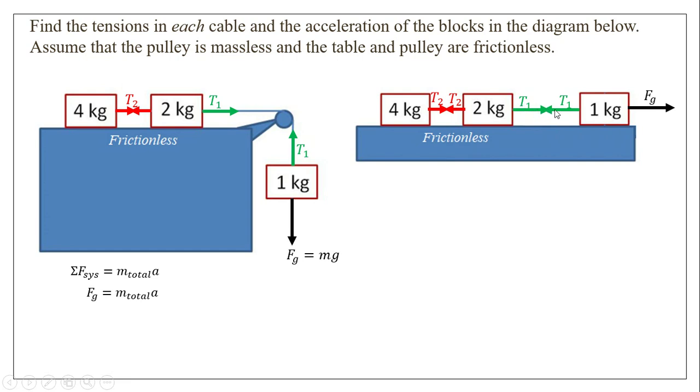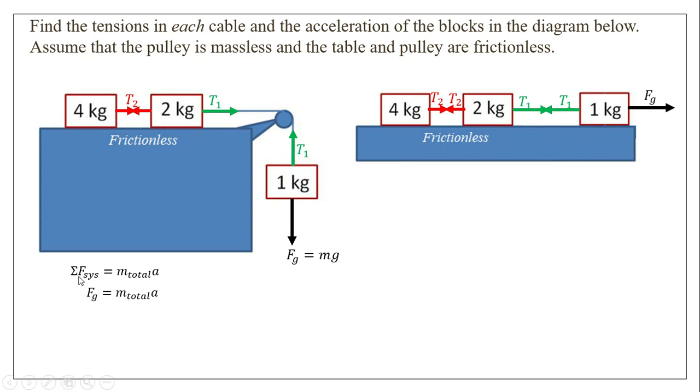So T1 pointing right and T1 pointing left always cancel out. It's almost like they don't exist if you look at the whole system. Likewise with T2, you have a T2 pointing right, but you have a T2 pointing left. So if you combine them, the net force is 0.